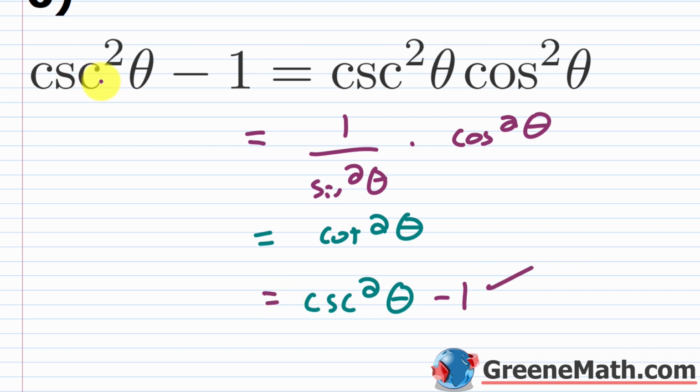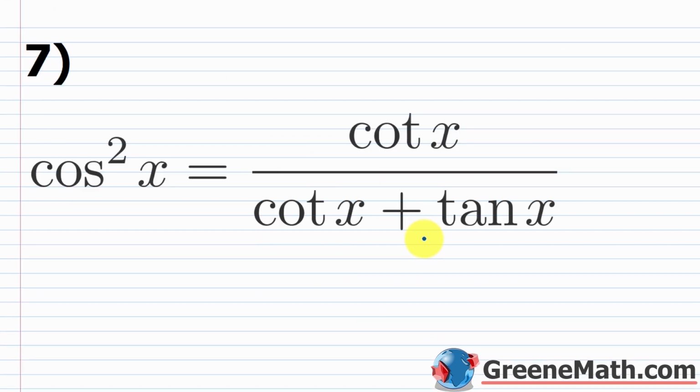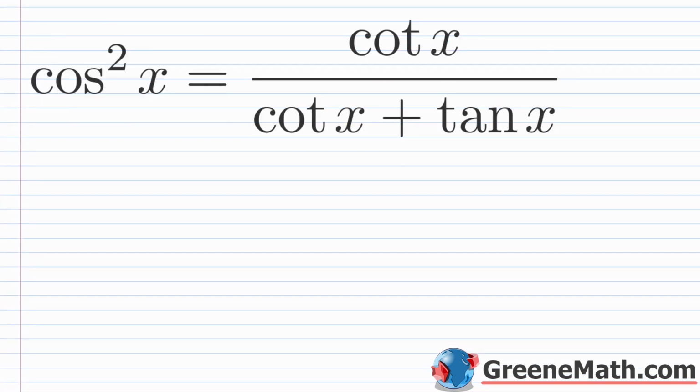Right, so we show that this side, the cosecant squared theta minus 1, is the same as this side, cosecant squared theta minus 1. All right, for problem 7, we have cosine squared x is equal to cotangent of x over cotangent of x plus tangent of x. So for this one, I think it's crystal clear that the right side is more complicated. Let me put equals over here so I have some room. I'm just going to write in terms of sine and cosine and just see where that gets me.